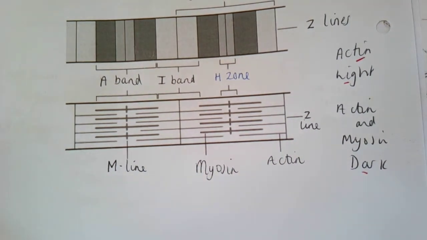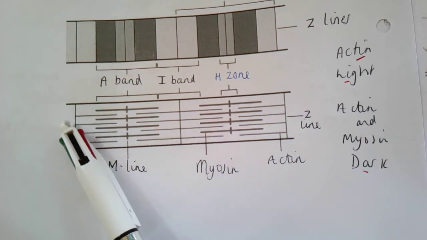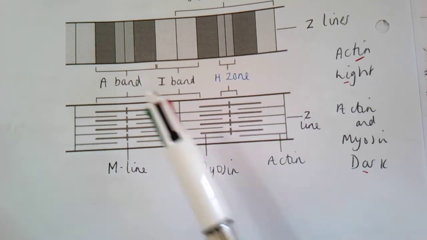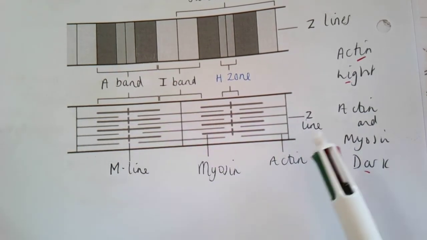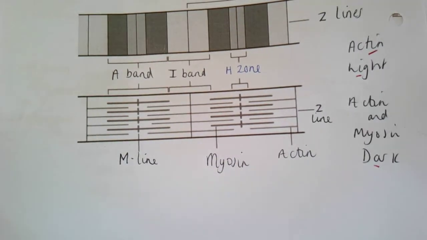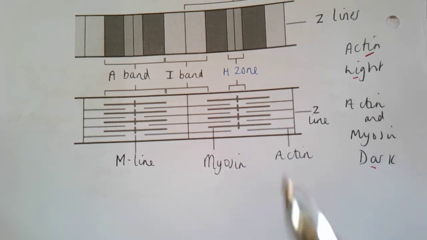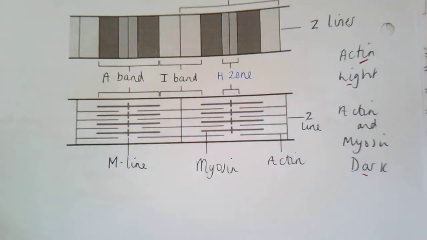Now, if you've been quite eagle-eyed, you'll notice that all the Z lines, there's a Z line here, there's a Z line here, and there's another one there. Every Z line is in the middle of an I band. So this is one sarcomere, and that's a second sarcomere. So when you're looking at the questions, always number your sarcomeres. Work out where the Z lines are first, and you can work out how many sarcomeres you've got.